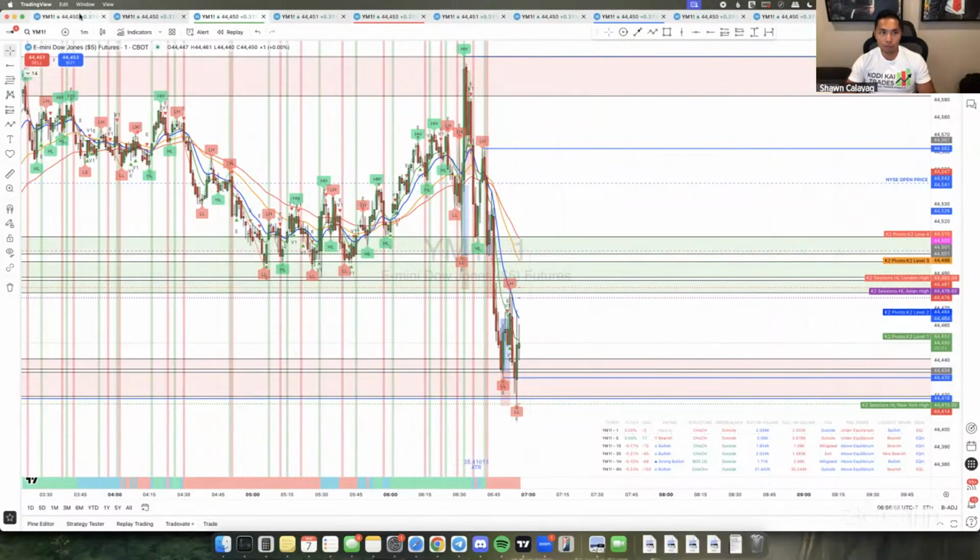So we have an overall bullish trend. We have overall bullish market structure. So I'll mainly be looking for some buys here, of course.